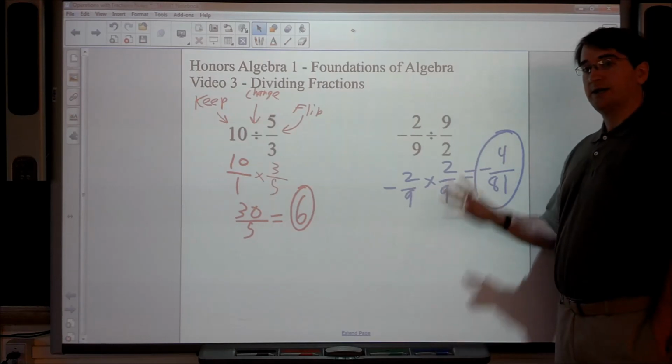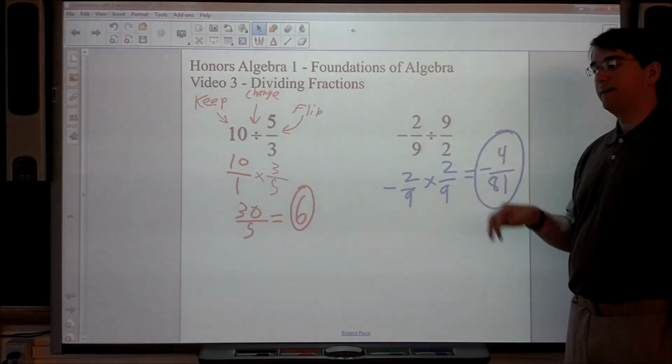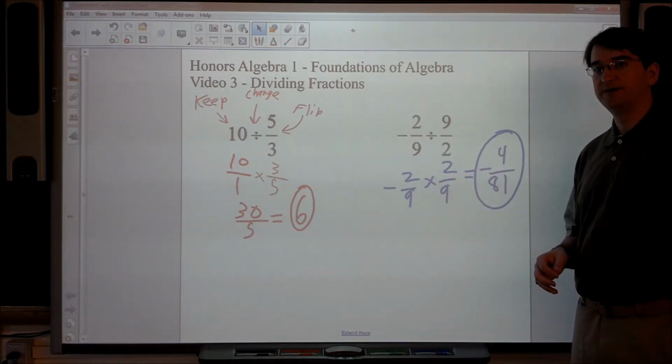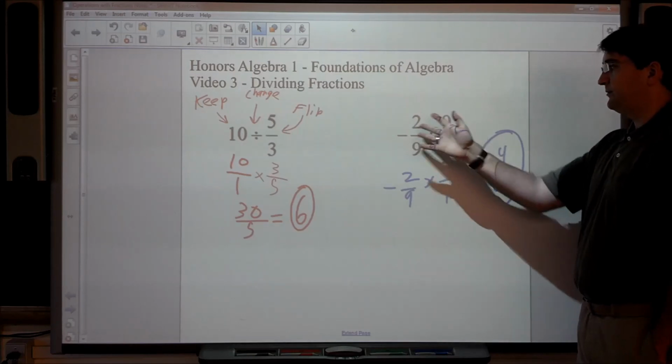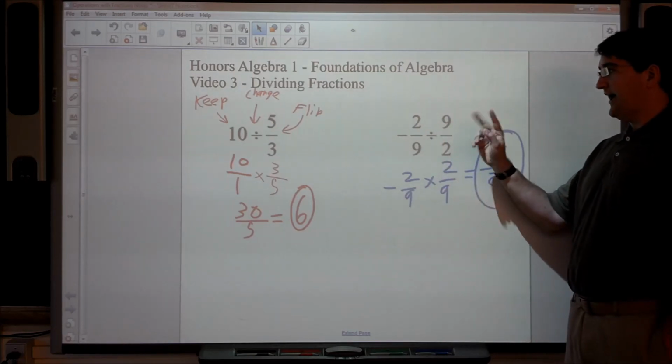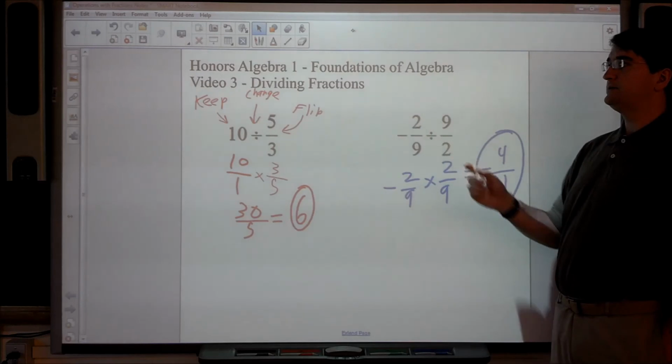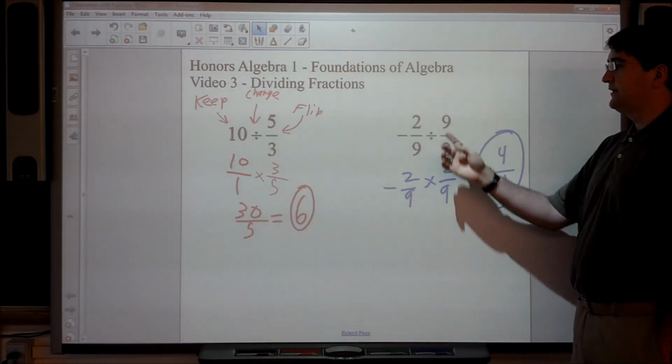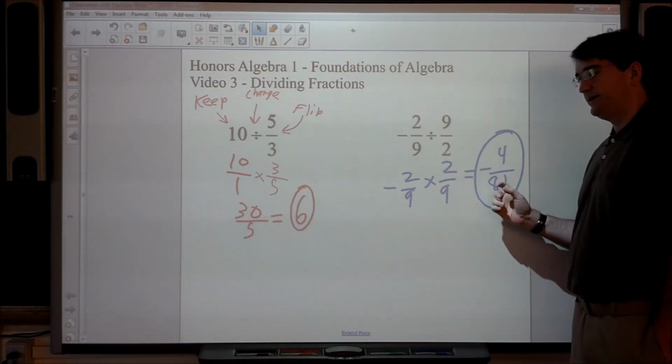Don't shortcut your brain into thinking that we end up with a simplified version like this, that we end up with everything canceling. Actually go through the process using the keep, change, flip procedure and work through the problem until you get to the end.